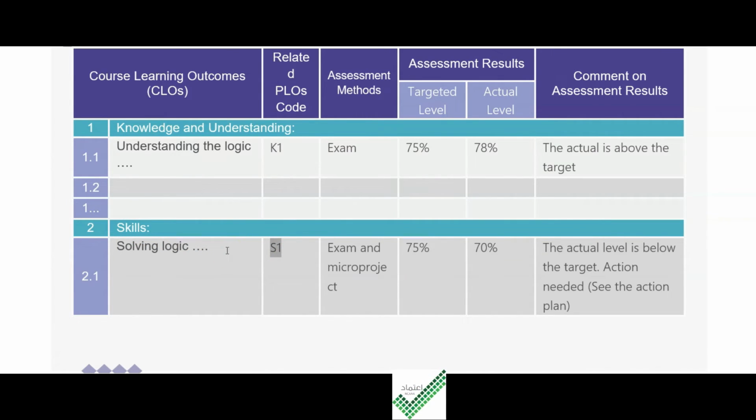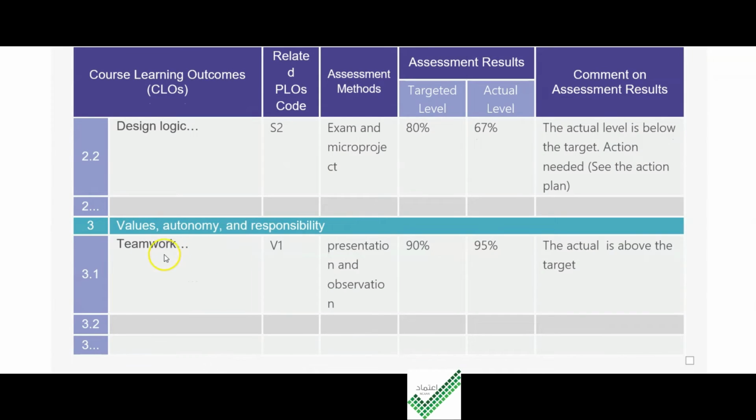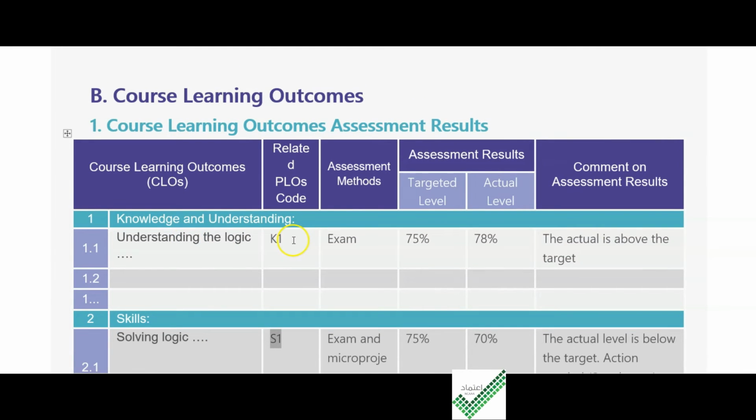And I have, in the same domain, the skills, the design skills for design of logic circuits. It is also skill S2. And finally, I have values V1, the teamwork. I can have other course learning outcomes. So every course learning outcome is linked to the program learning outcome.